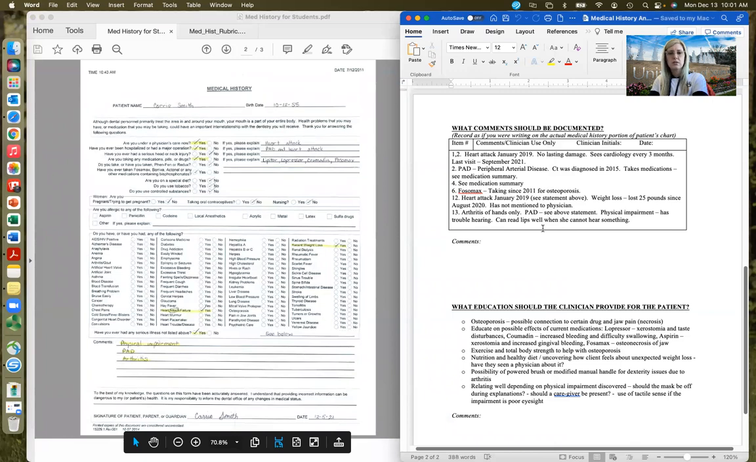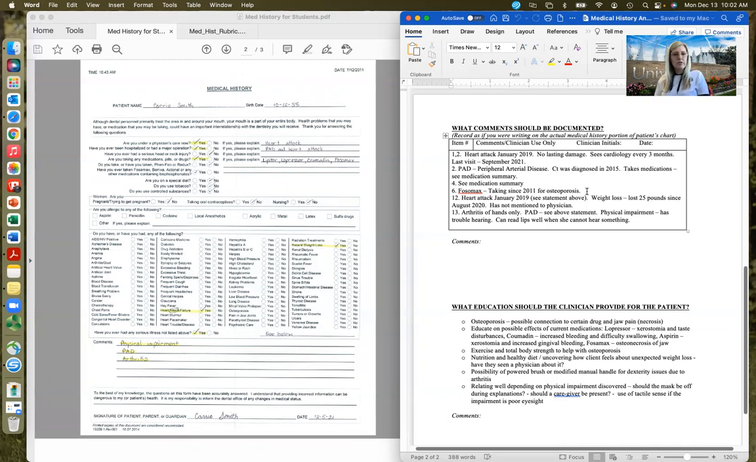All right. For number 6, they said that they were taking Fosamax, which again was not highlighted, so it should have been. We need to make sure that we comment on it. They've been taking it since 2011 for osteoporosis. Okay, they did not list that they had osteoporosis, and so we need to make sure that that's clear in this documentation or comment box.